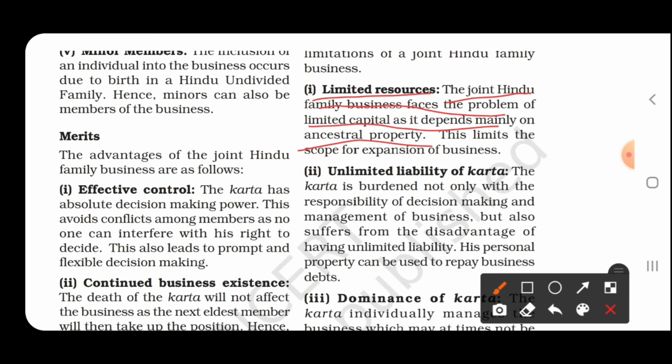The second one is unlimited liability of karta. That is, all the other members have limited liability, but the karta alone will have to bear all the burden. So he not only has the responsibility of decision making, he has to manage the business. All the risk is being borne by him. He has to face all these problems. So he has unlimited liability. So this is one of the disadvantages.